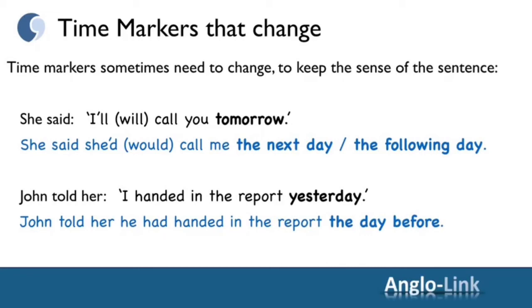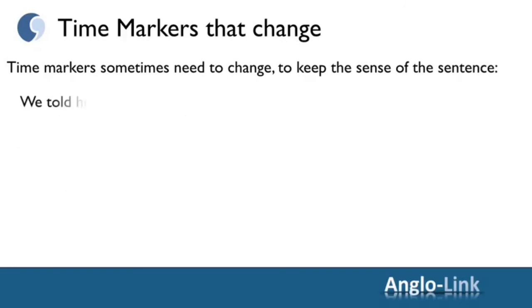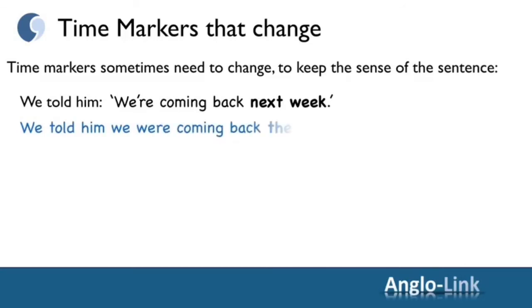Moving on. The next word is next week or other expressions with next, such as next month or next year. So in the example, we told him, "We're coming back next week." You change it to the following week. So we told him we were coming back the following week. Please take note of that.